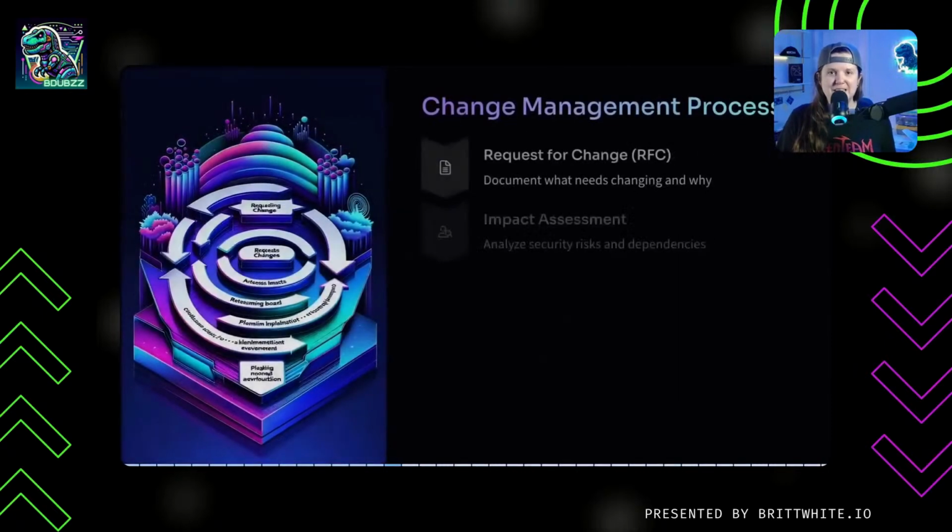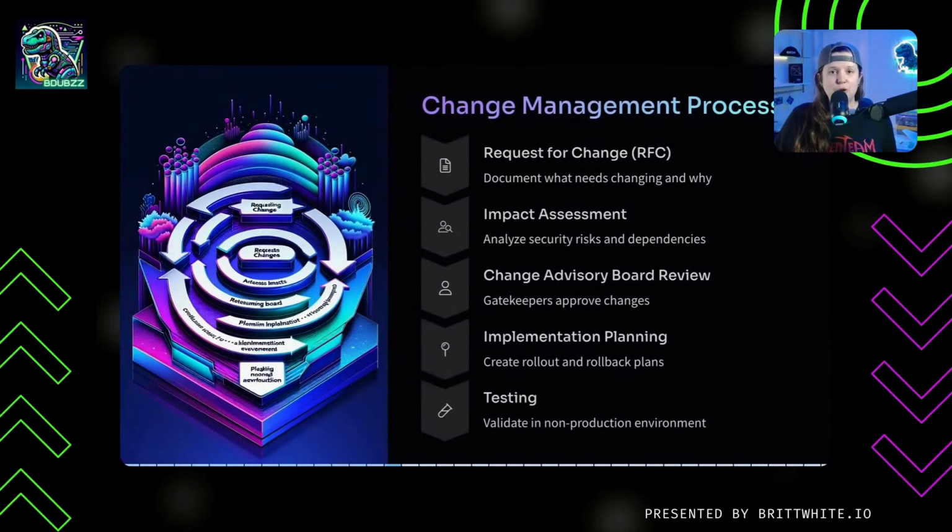After approval, implementation planning begins. Here, you create both a detailed rollout plan and, equally important, a rollback plan in case things go wrong. Before production deployment comes testing, where we validate everything in non-production environments. Remember to test as if you're in production. That's where this testing is going to pay off in the end. Next is execution, deploying the changes. The key here is to document everything. Your future self will thank you for thorough documentation.